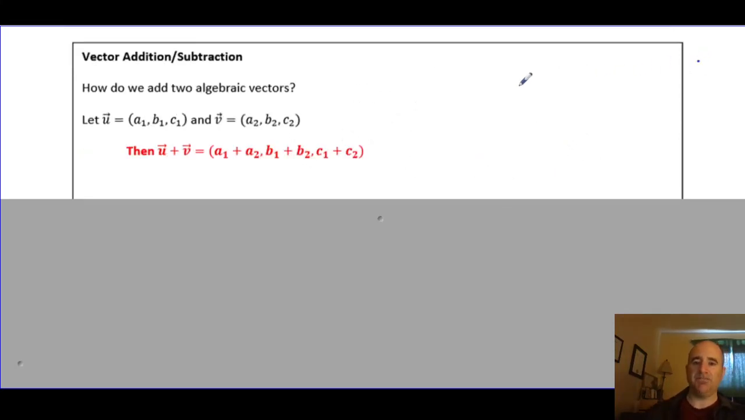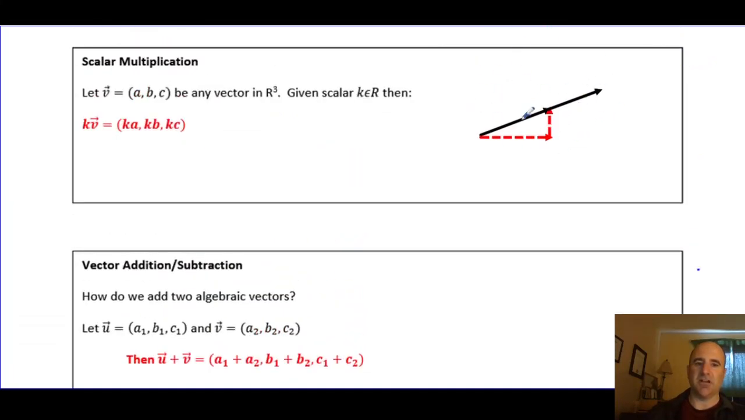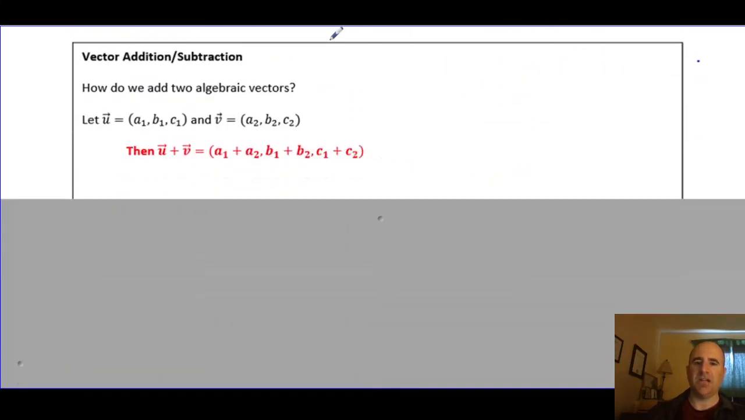Addition and subtraction. Adding or subtracting algebraic vectors is just a matter of adding or subtracting their components. It's very similar to this idea right here. If you imagine the vectors head to tail, we know the sum of these 2 vectors is the vector that's created right here using the triangle law. Really, you would get that vector just by taking the components of the first vector and adding the components of the second vector.